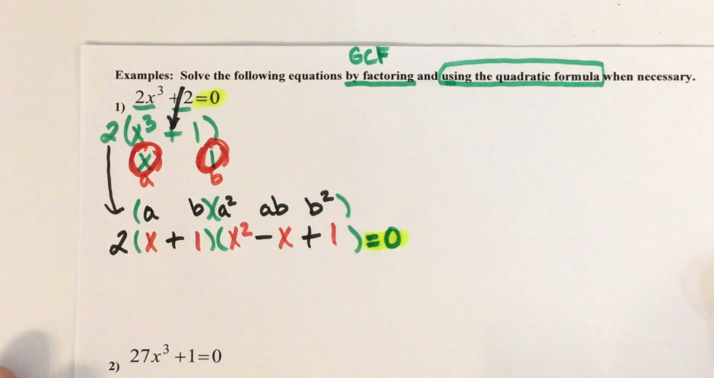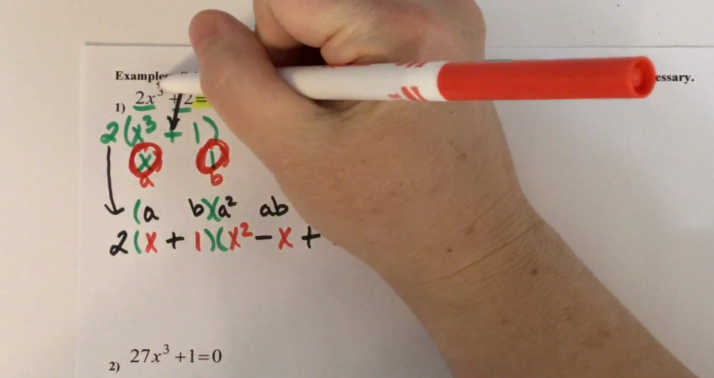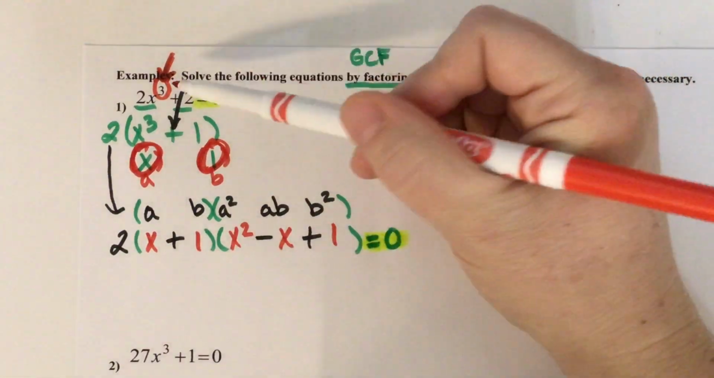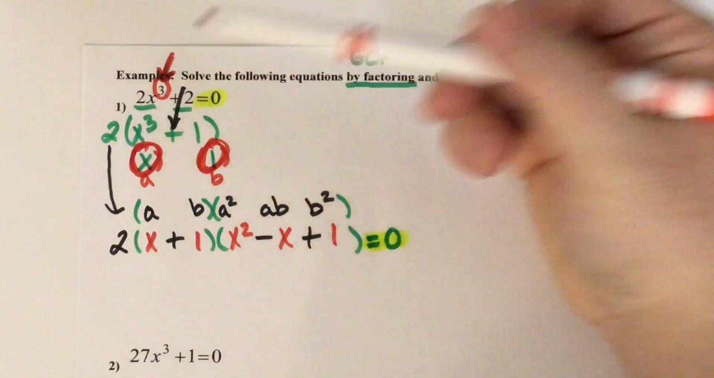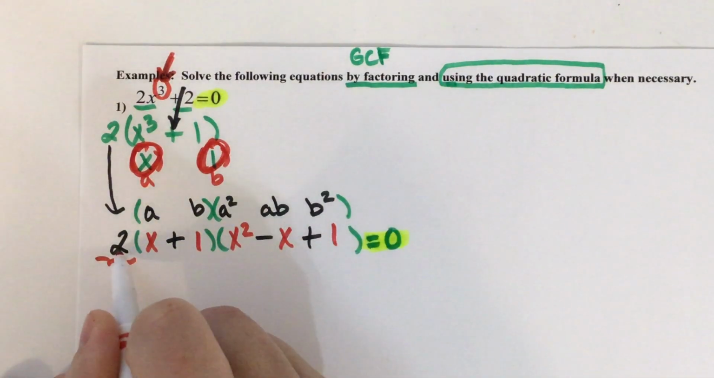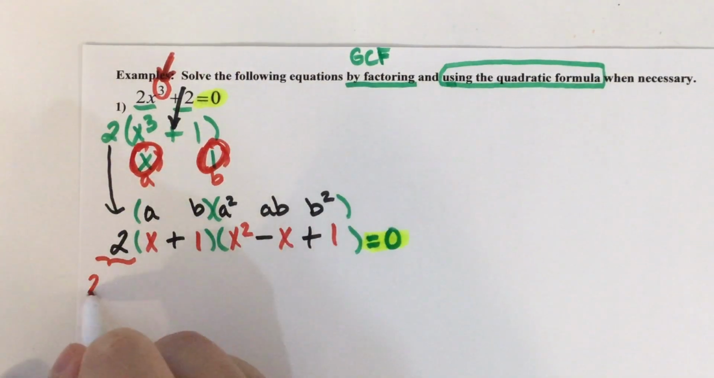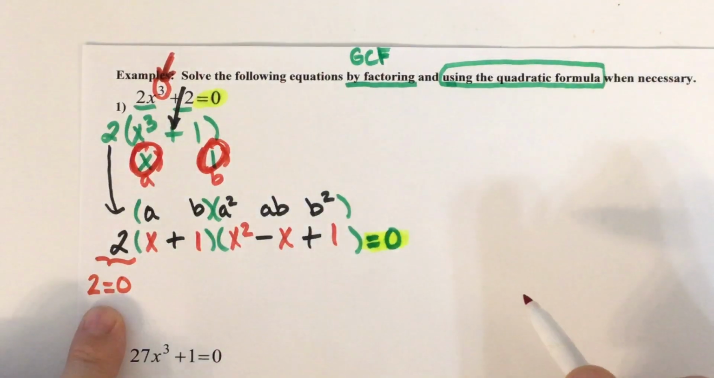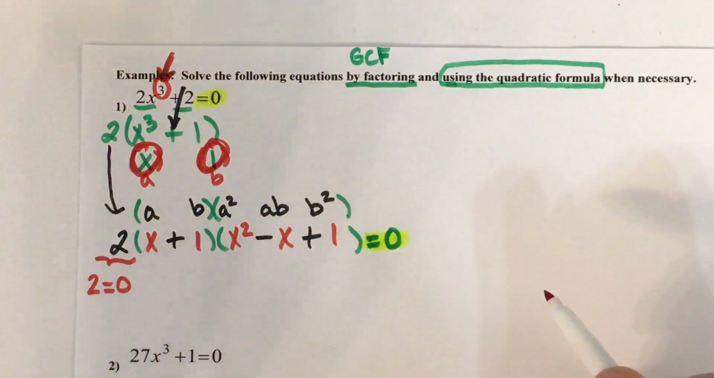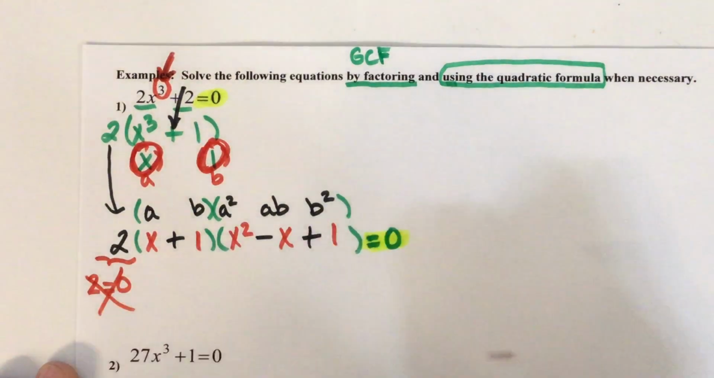So now I need to solve. So one thing we haven't talked about that you need to know, whatever the highest exponent is, that's how many answers you should have when you're done. So I should have 3 answers total when I'm done. So first I'm going to set my first factor 2 equal to 0. But there's not even a letter here to solve for. And 2 doesn't equal 0. That doesn't make sense. So let's get rid of that.